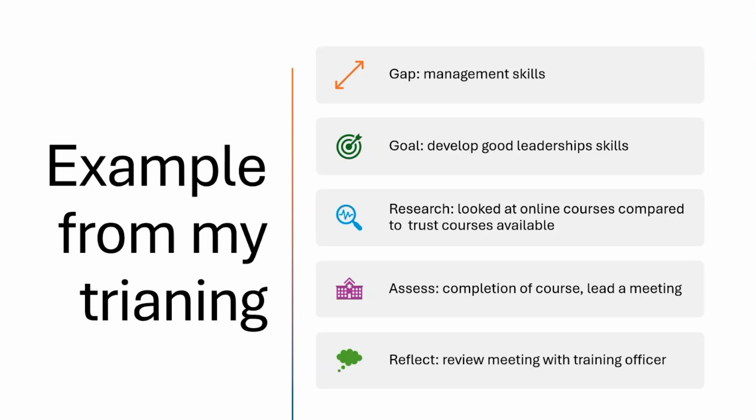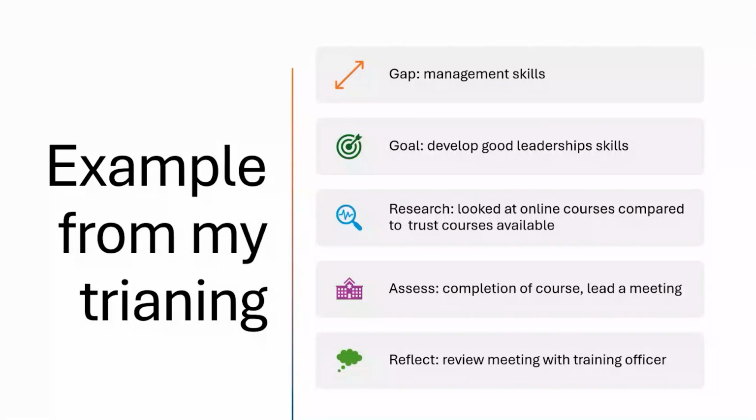I then went on to do some research. I looked at online courses and then compared these to courses that the trust offered, and we settled on one course that I could do. Enrolled onto this, and then went on to complete some online lectures, and they also had assessments, which was going to be how I was going to assess this. So my assessment was going to be complete the course, and then my training officer suggested that I could potentially lead a meeting to apply the skills I learned from the course that I'd been on.